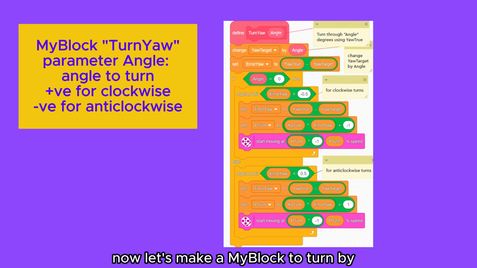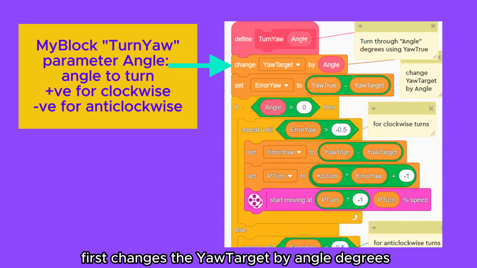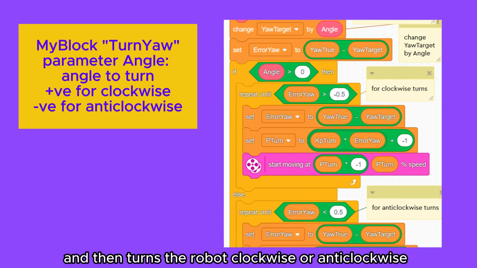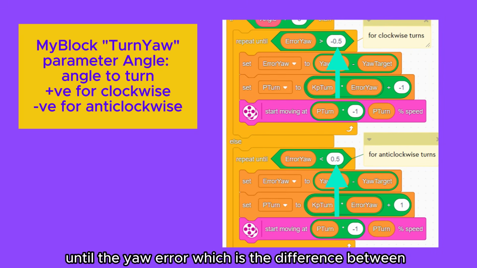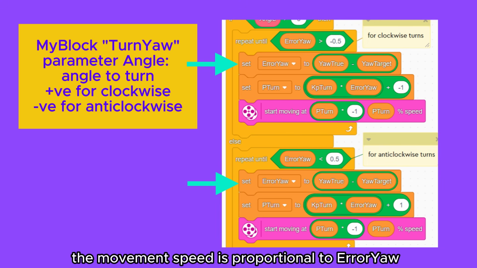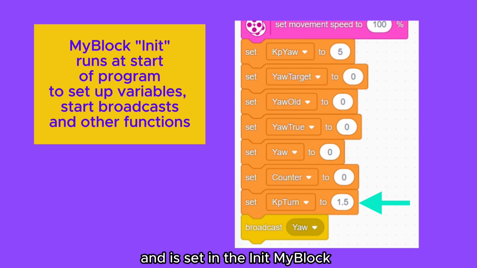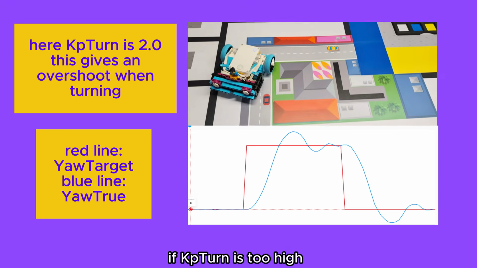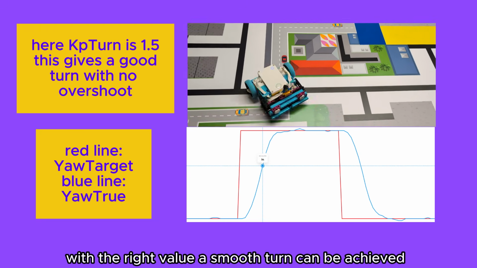Now let's make a MyBlock to turn by any angle we specify. This MyBlock first changes the yaw target by angle degrees, and then turns the robot clockwise or anti-clockwise until the yaw error, which is the difference between YawTrue and yaw target, is less than half a degree. The movement speed is proportional to error yaw, with the variable kp_turn adjusting the sensitivity. The value will depend on the robot and is set in the init MyBlock. If kp_turn is too high, the robot will overshoot when turning. With the right value, a smooth turn can be achieved.